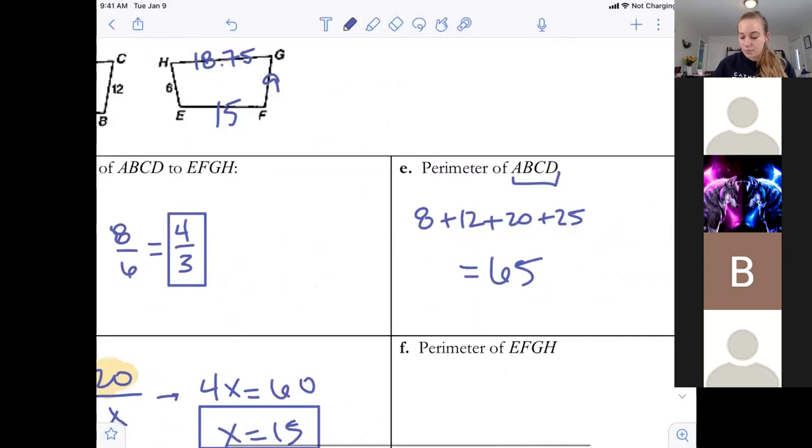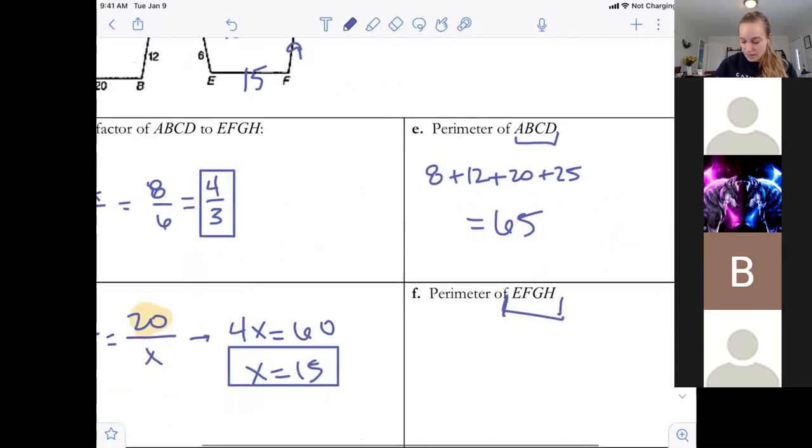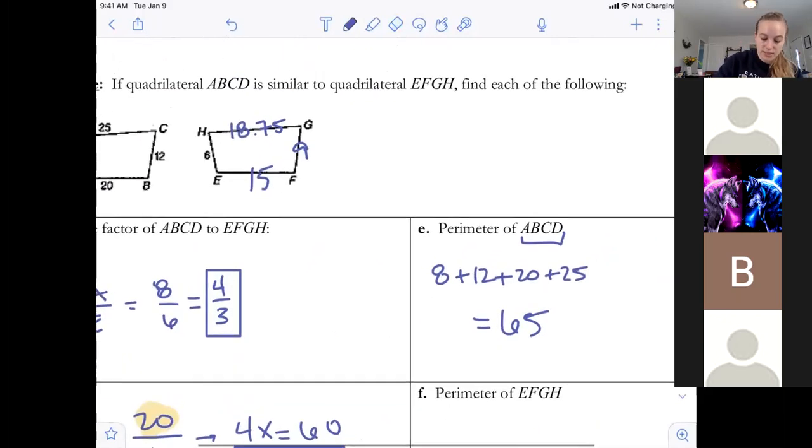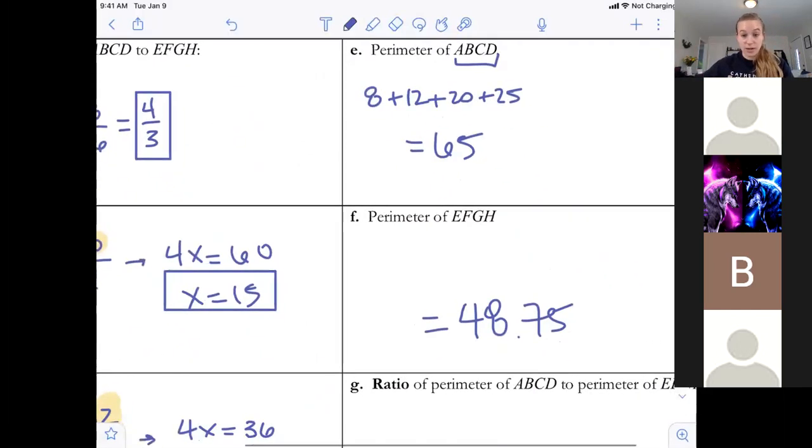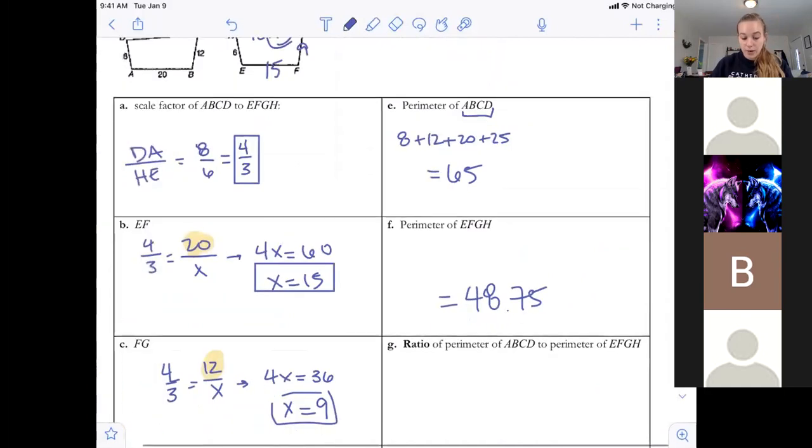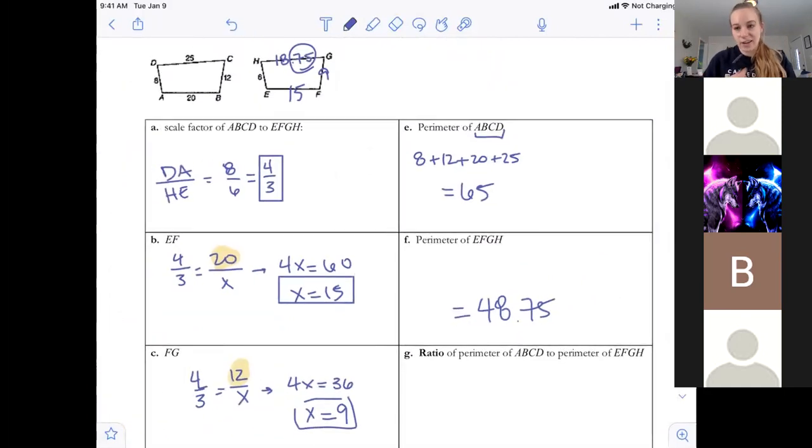All right, now I have to do the perimeter of EFGH. It's the exact same idea. What did we get when we added all those up? 48.75. Good, Isaac. 48.75. Again, I had a 0.75 up here, so it makes sense that I'm going to have a decimal on this answer. When you add them all up with the decimal, you're going to keep that decimal. Okay, that's not hard stuff. Hopefully that was like, oh yeah, duh, add up all the sides, if you weren't sure what to do.